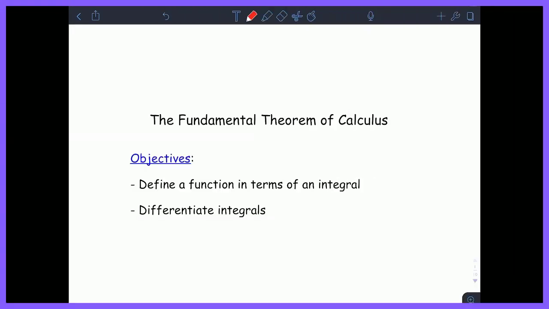Hey everyone, Mr. Chapter here with the fundamental theorem of calculus, the greatest theorem in all of calculus. I hope you're excited. Objectives today: define a function in terms of an integral and differentiate an integral. This second objective statement is going to be where we start today.